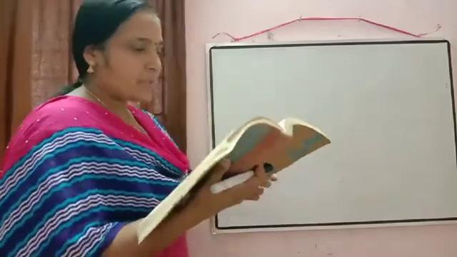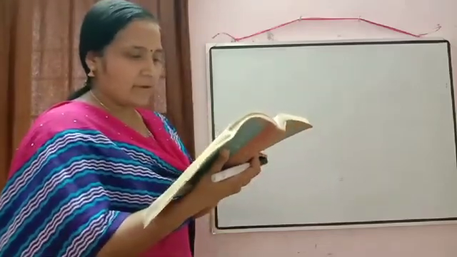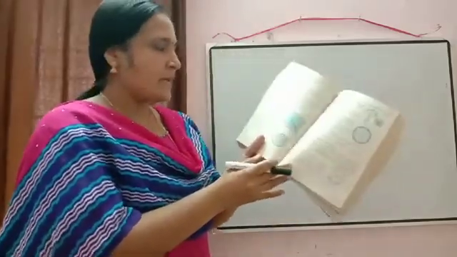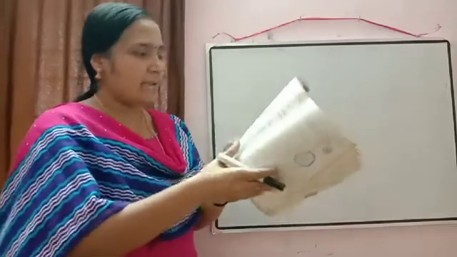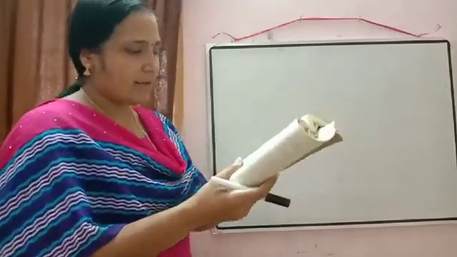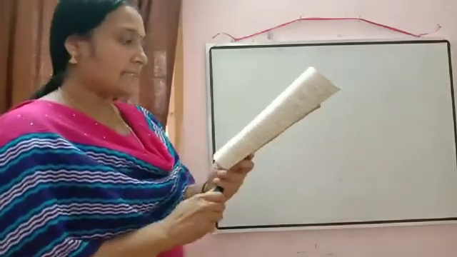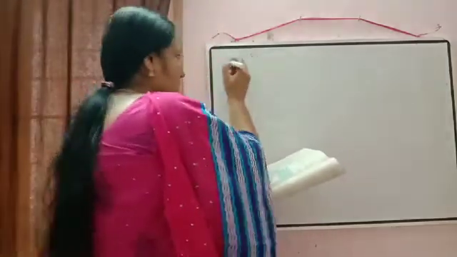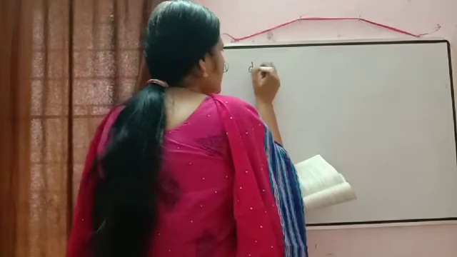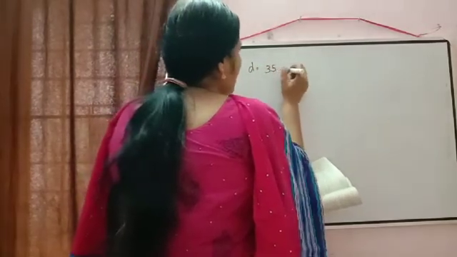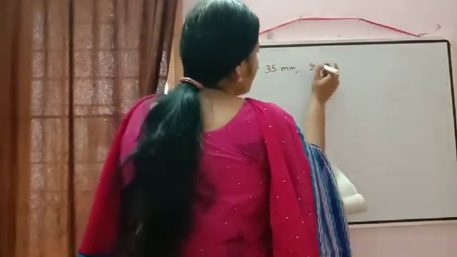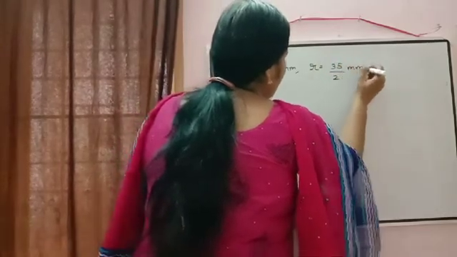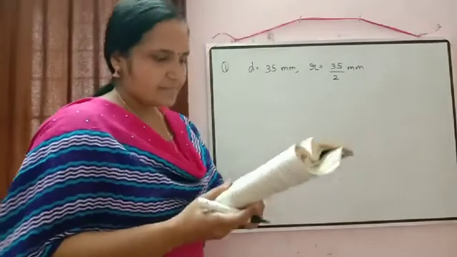It is written, a brooch is made with silver wire. You can check here, the diagram is given in the textbook. It is written, a brooch is made with silver wire in the form of a circle with diameter 35 millimeter. So it is given diameter is equal to 35 millimeter. So here radius also we can write. Radius will be equal to 35 by 2 millimeter.